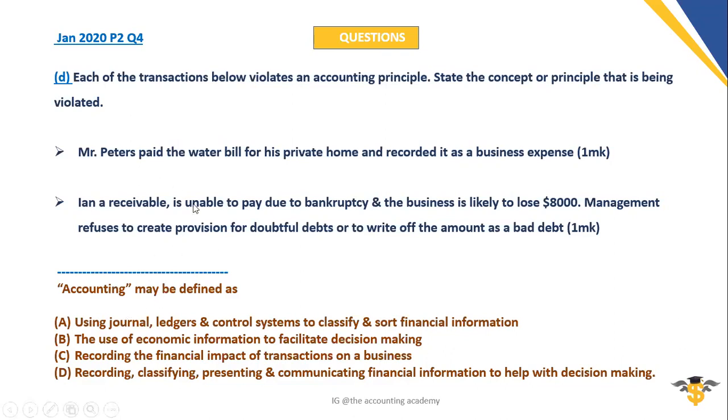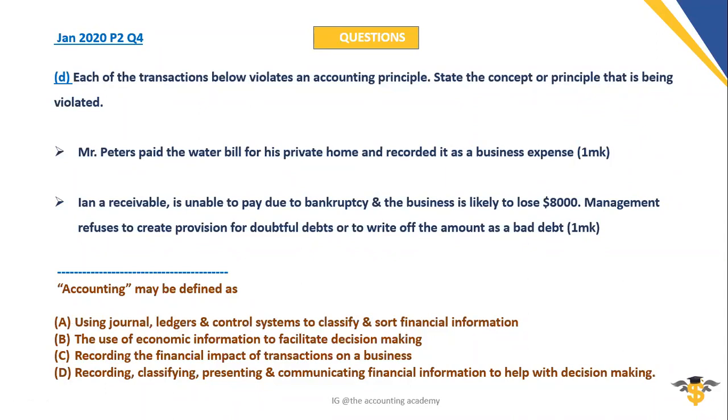In multiple choice, and this is structured, they're going to ask you something like this one below here. Accounting may be defined as, and they give you 4 options. You now have to go in and pick out which one is the correct definition for accounting. So is it A, using journals, ledgers, and control systems to classify and sort financial information?